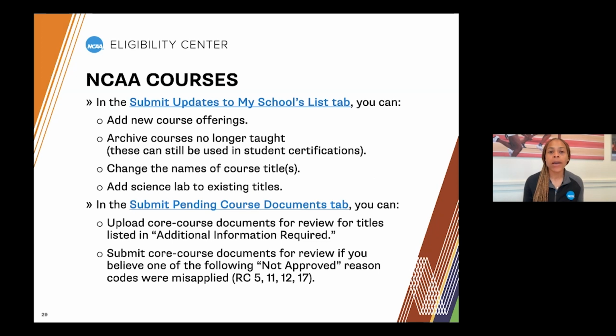The next tab we're going to talk about is the Submit Pending Course Documents tab. Now, under this tab, you can upload core course documents for review for titles listed as additional information required. So if there's a title for which we require additional information, this is where you would upload documents supporting that information. You can also submit core course documents for review if you believe one of the following not approved reason codes were misapplied. So if you submitted a core course and you got a denial code and you believe that that was misapplied, under this tab, you can submit documents for review if you believe that that is the case.